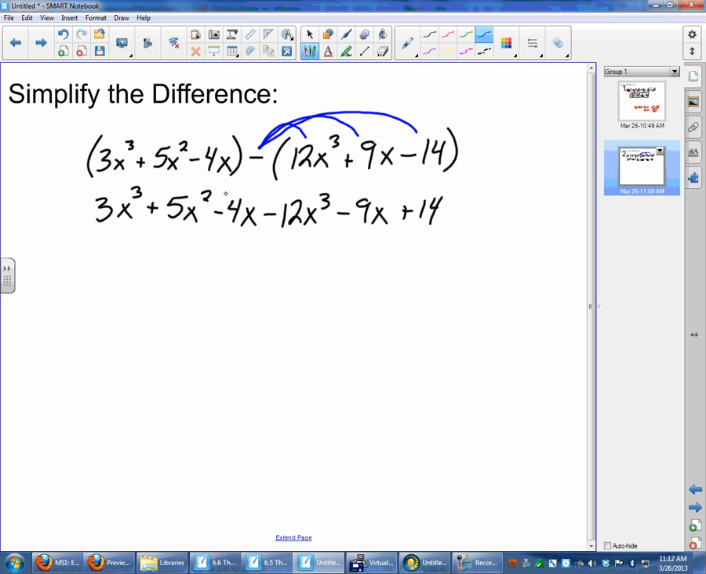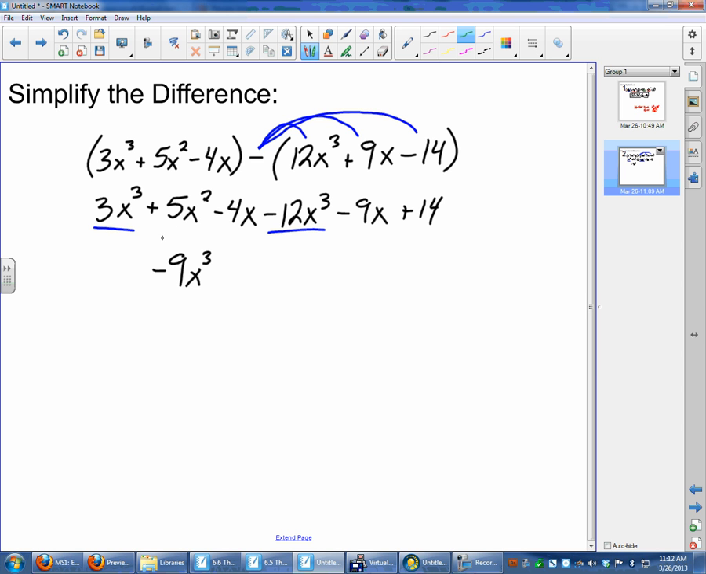So start with the highest power you see in the whole problem, and that's x cubed in this case. So we've got some x cubeds there, and we've got some x cubeds there. Let's add those together. Okay? So we've got 3x cubed minus 12x cubed for a total of negative, we have more negatives than we do positives, negative 9x cubed.